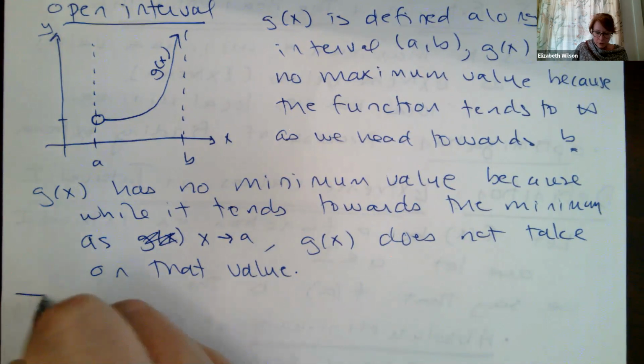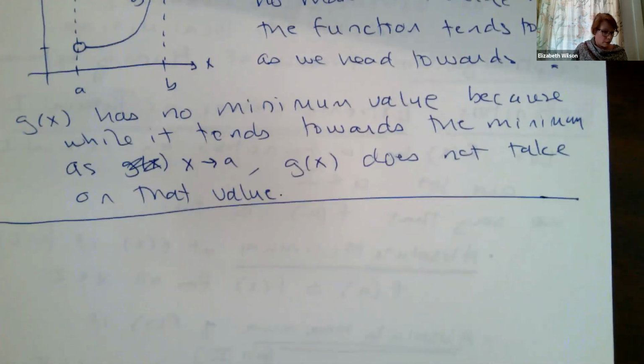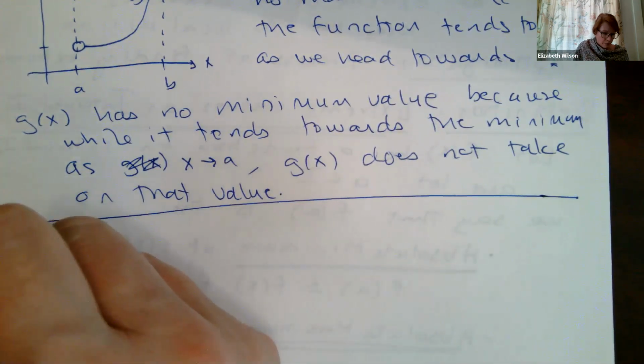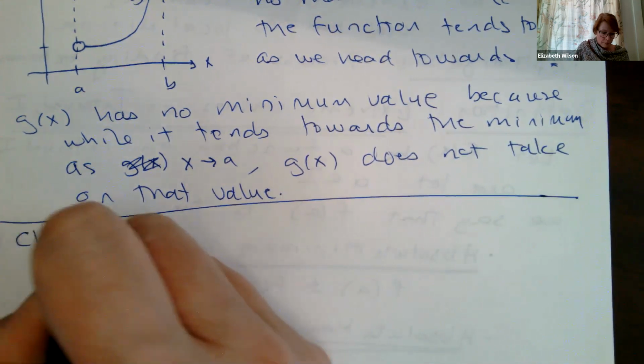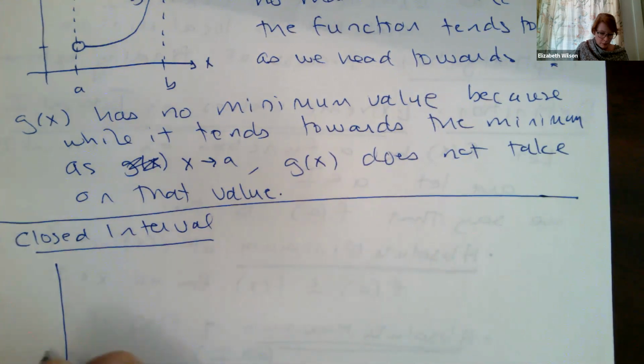Okay, so let's draw a picture. We're going to talk about what things look like when we can get these values, and then we're going to talk about the process of how we actually get those values. So let's talk about a closed interval. It's going to look like this.